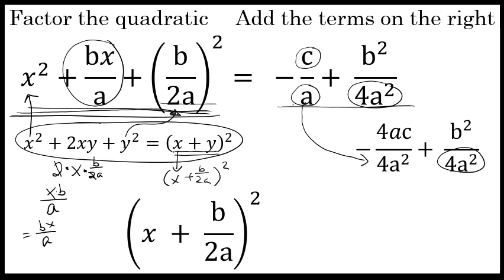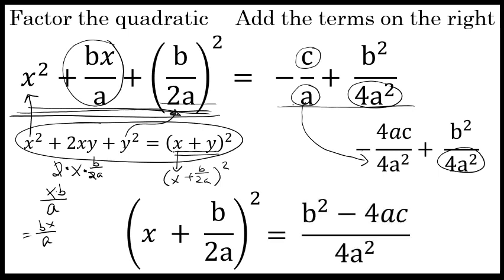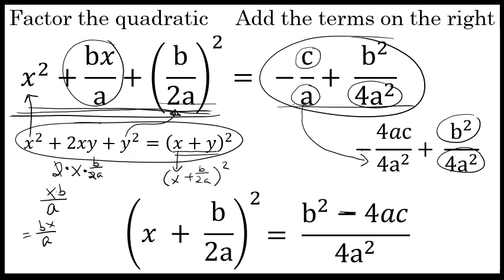Once the two fractions have the same denominator, you can add them and write them over 4a squared. So this would be negative 4ac plus b squared over 4a squared. Instead of writing the negative 4ac term first, I'll write the negative 4ac term second and the positive b squared term first. In any case, the sum of negative c over a and b squared over 4a squared is equal to b squared minus 4ac all over 4a squared.